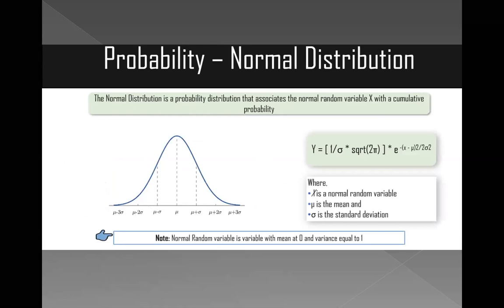And in a similar way, we have to be concerned about the normal distribution. Most of your ML algorithms work well only if the data follows the normal distribution. If you exploit such data in your model, you get very good accuracy as well as very good performance from your model, even in real-time applications. A normal distribution is a probability distribution that associates the normal random variable x with the cumulative property. This is the mathematical representation of the normal distribution.